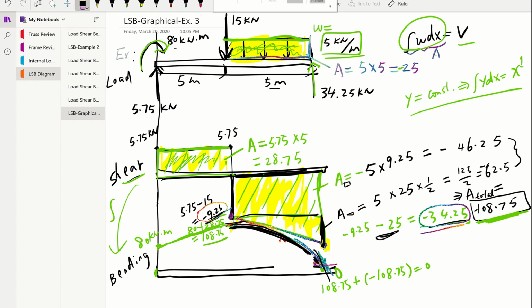Okay. So that gave us our bending diagram for this one. A lot of calculation in terms of area and a lot of graphical rules embedded in it. So go ahead and review this and try some problems yourself.